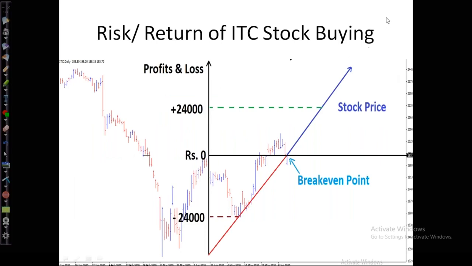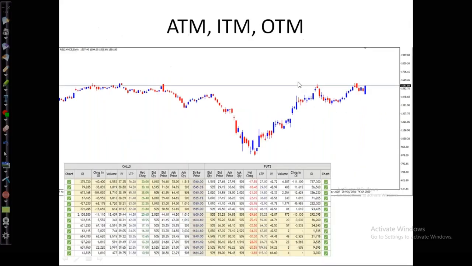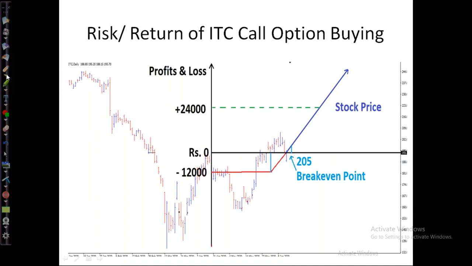This is the risk and return. When we buy any stock, when price goes up our profit is unlimited, and when price drops our loss is unlimited. But in options it looks different. Suppose I bought here, this is the ITC daily chart. If price goes up, profit is unlimited. If price drops from this area, our risk is limited. What premium we paid, that is our risk.